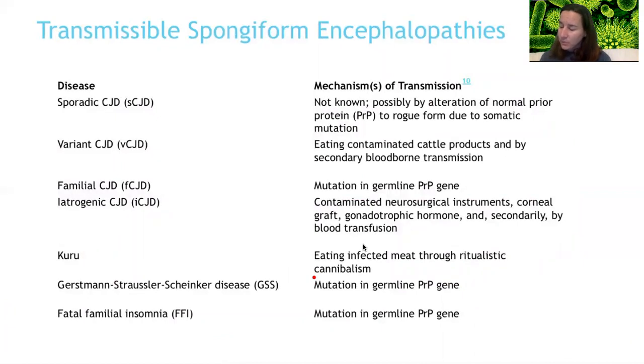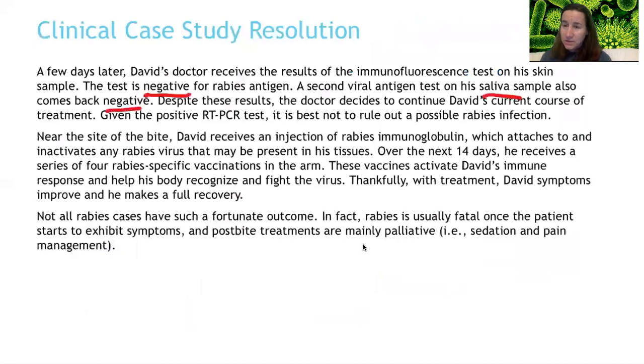All right, so let's follow up with David. What's going on with him? He's got results from the skin test, and the skin test is negative. The saliva sample, we said that they tested, was negative. But since his RT-PCR came back, that they did find viral particles, they're going to continue to give him post-rabies exposure. So he gets the lovely experience of post-rabies vaccination.